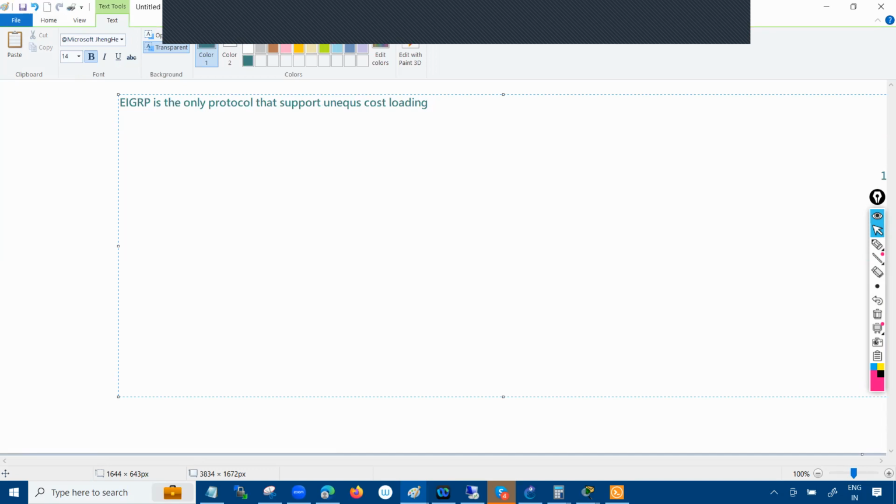Okay, I'll tell you. Before EIGRP, you guys know that IGRP protocol was there. IGRP also supports unequal cost load balancing, but nowadays we are not using it. That's why people say that EIGRP is the only routing protocol that supports unequal cost load balancing. Unequal cost means what? Take an example.